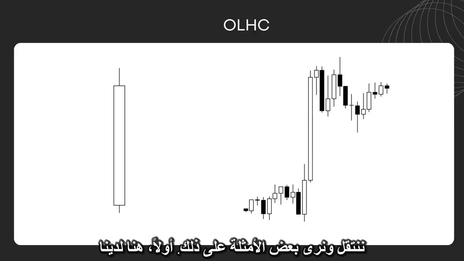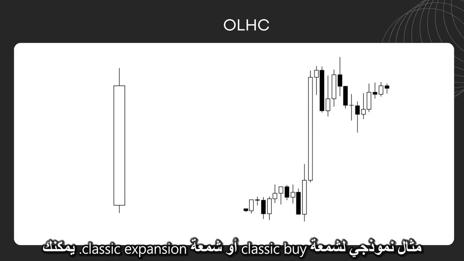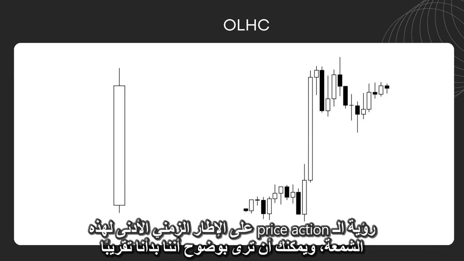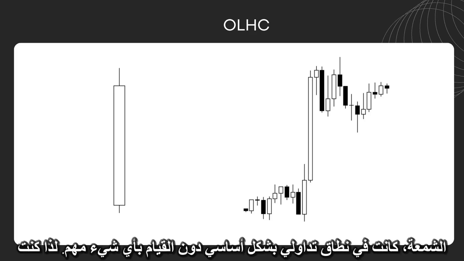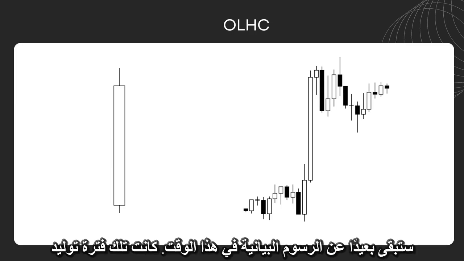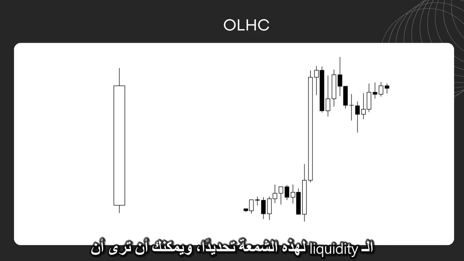First of all, right here we've got a typical example of a classic buy candle or a classic expansion candle. You can see the lower time frame price action of this candle, and you can clearly see we almost immediately started off with a ranging profile, and for the first quarter of the candle it basically ranged without doing anything significant, right? So you would have stayed away from the charts at this time. That was the period of generation of liquidity for this particular candle.